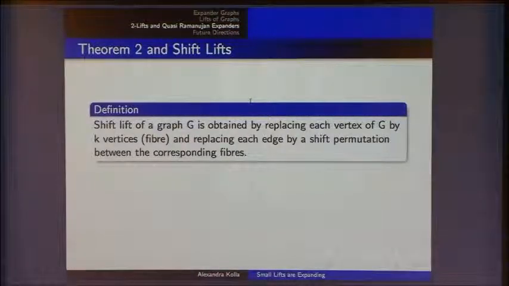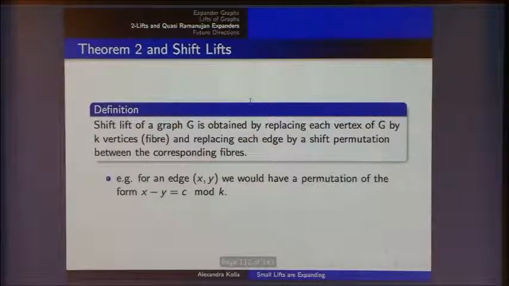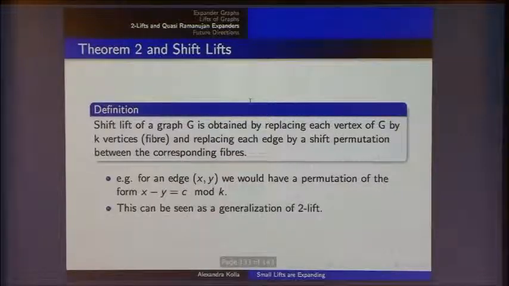So a shift lift is what you expect it to be. Instead of choosing any permutation between the fibers of x and y, you choose a shift permutation. In the unique games notation, this is x minus y equals c mod k. It's a constraint of this form. Okay, so these are shift lifts, and a 2-lift is a specific case of a shift lift.